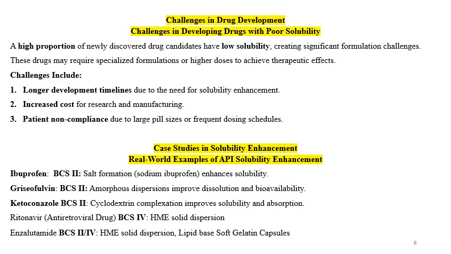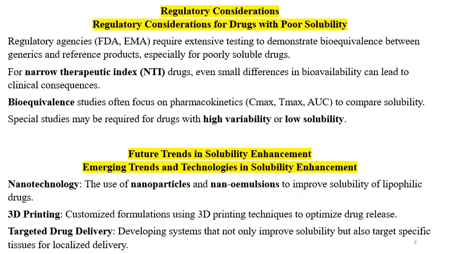Case studies we can see here. Examples I have enlisted like ibuprofen, griseofulvin, ketoconazole, ritonavir, enzalutamide. All these are the APIs which are insoluble. So different technologies are used to improve their solubility. Ibuprofen salt is formed. Griseofulvin is formulated into amorphous dispersions. Ketoconazole is formulated by using the cyclodextrin complexation. Solid dispersion by HME technique is used for ritonavir and enzalutamide. Also, lipid-based formulations like soft gelatin capsules are used for enzalutamide.